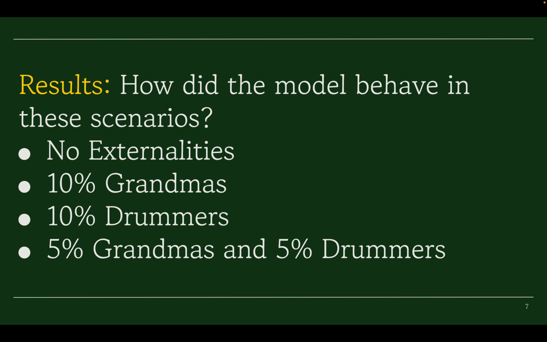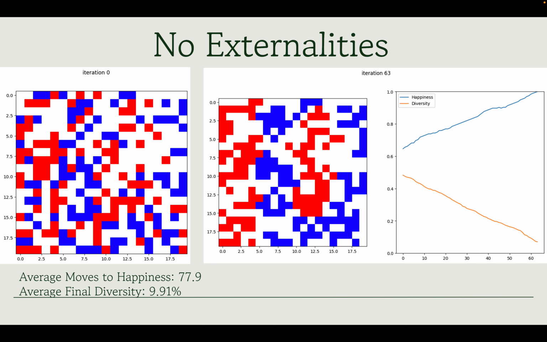Thank you, Michael. We examined 4 main scenarios. First, the basic Schelling model with no externalities. Next, 10% of active cells as grandmas. Then 10% as drummers. Finally, 5% of grandmas and 5% drummers.